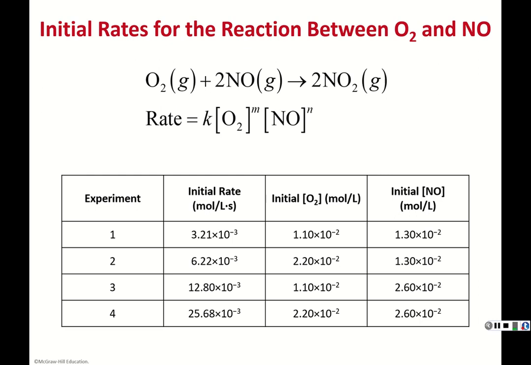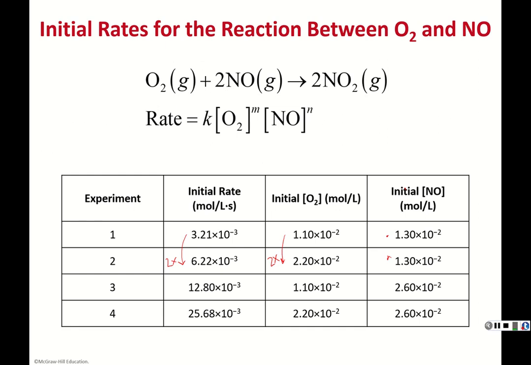So in our first and second experiments, we are keeping the concentration of NO constant. And now the concentration of O2 doubles, so we're getting 2x. And when we do that, you can see that the rate doubles. So you might be able to guess that this is going to be first order with respect to O2.